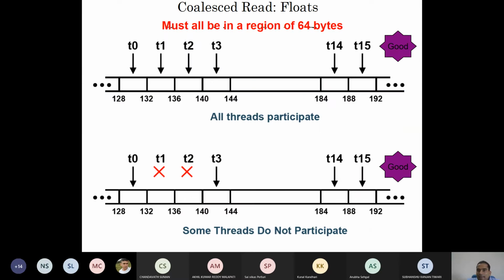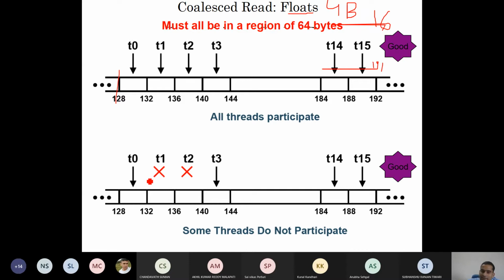So here I will take an example as if a warp has only 16 threads. Okay. The idea is the same. It is just that we are reducing the number of threads in a warp. So here, coalesced reads. Float means we are accessing 4 bytes. Every word is 4 bytes. So all the addresses that we are accessing should be in a region of 64 bytes. So here, starting with 128, it is all finishing at 191. So that is sequential plus aligned.